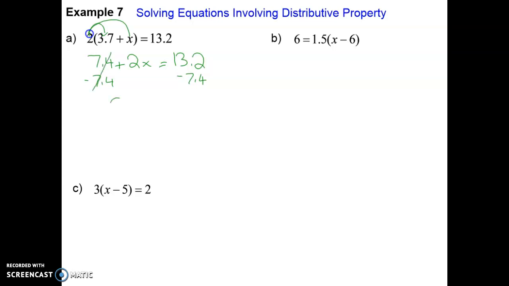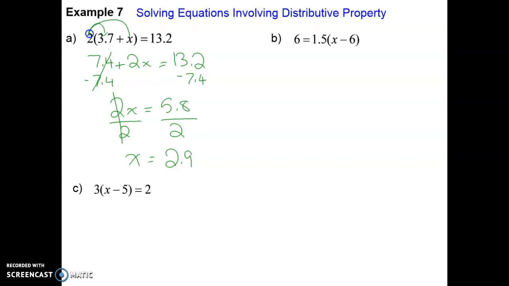That makes a zero pair, and we get 2x is equal to 5.8, because 13.2 take away 7.4 is 5.8. The inverse of multiplying by 2 is dividing by 2. Our 2's cancel, and x is equal to 2.9.